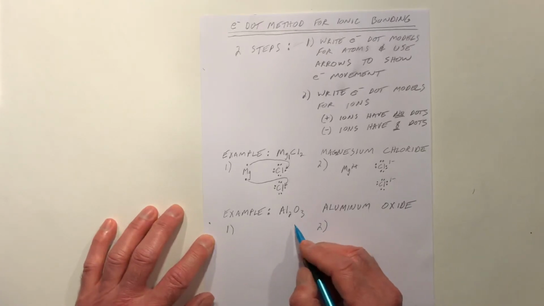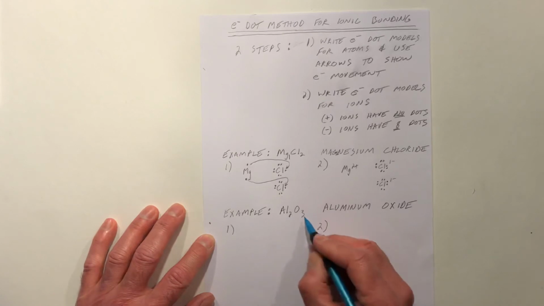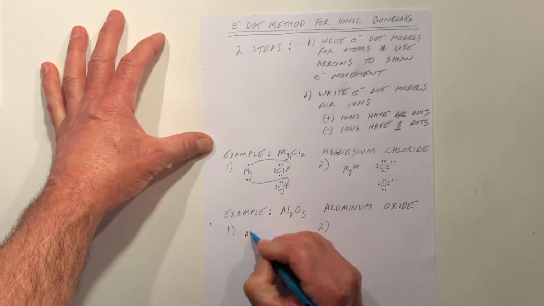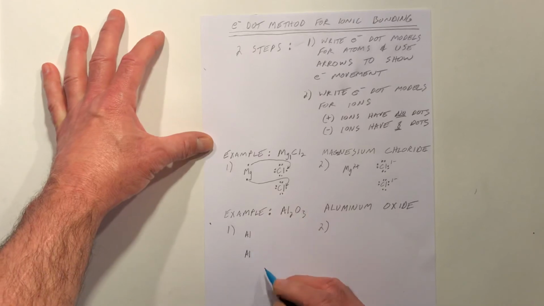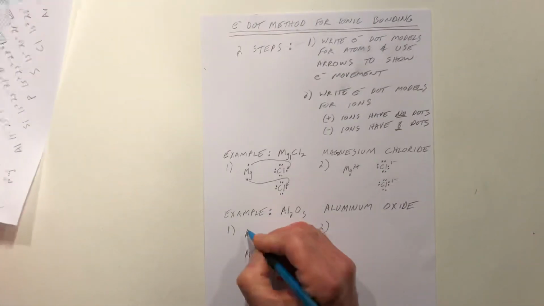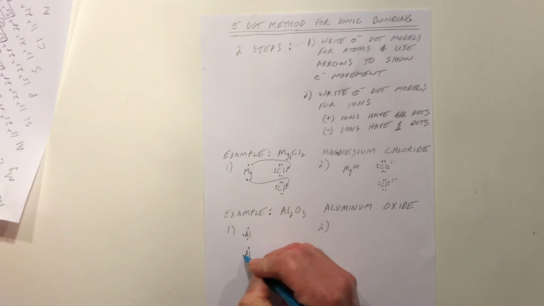Let's do this with a little bit more of a complicated example. Here's aluminum oxide. It's made with 2 aluminums and 3 oxygens. So let's go ahead and put 2 aluminum atoms in there. And if we look at where aluminum is located on the periodic table, it's right here. So it has 3 valence electrons. Let's put 3 dots in. We'll go top, bottom, left, and top, bottom, left.